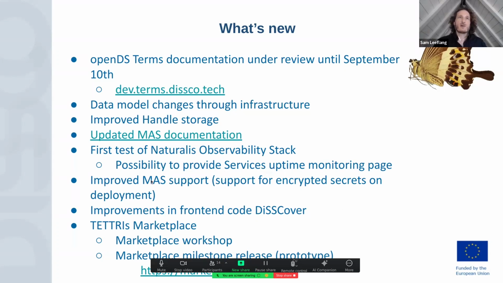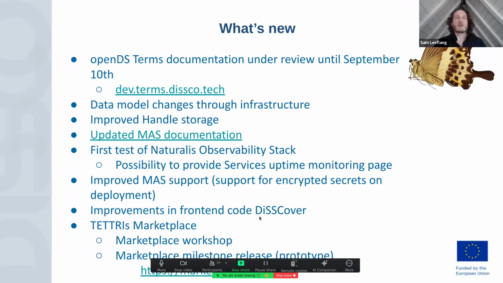We have improved the MAS support, so we're now supporting secrets as well in the deployment process. The secrets still need to be provided to us in a secure way, but then we can inject those secrets into the machine annotation service. So that's a good step there as well. Improvements in front-end code. Tom will talk a bit more on that part.